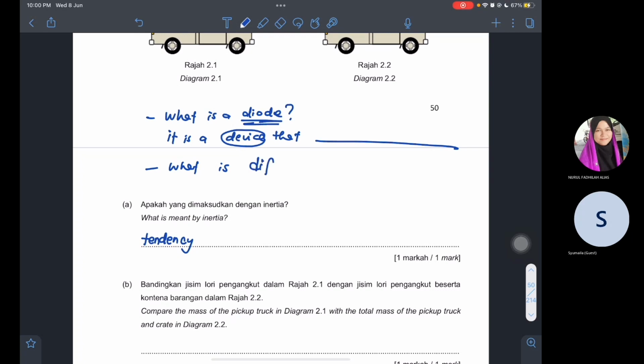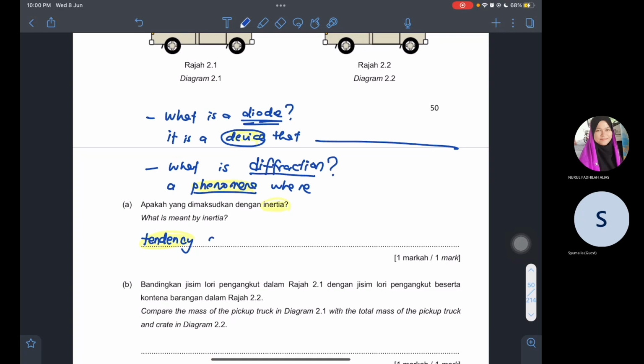Ataupun soalan tanya what is diffraction? Remember diffraction? Okay. So kita nak jawab definition dia. Diffraction is it a thing? Is it a device? Is it apa? It's a phenomena where kena sebut dulu lah. Dia apa dia? Dia adalah objek ke apa ke, device ke, faham tak? So kalau inertia ni dia adalah konsep yang macam mana? It's a tendency.